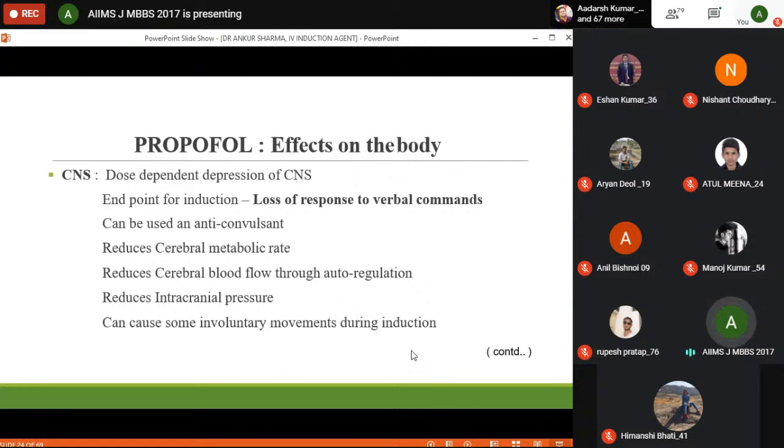What are the effects of propofol on the body? It causes dose-dependent depression of the CNS. The endpoint of induction is loss of response to verbal commands. It can be used as an anticonvulsant. It reduces cerebral metabolic rate. It decreases cerebral blood flow through autoregulation. It decreases the ICP. It can cause some involuntary movements during induction.